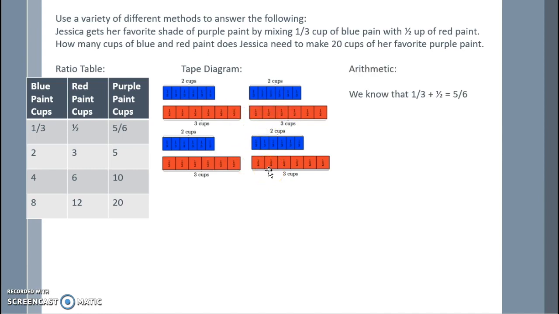We can also use arithmetic. We know that a third plus a half is 5/6. We want to know how many 5/6 can go into 20. So 20 divided by 5/6 is 20 times 6/5, which is 120/5, which is 24. So what we then can do is say, well, what is a third of 24? Well, that would be 8. So we need 8 blue paint. And then half of 24 is 12. So that would be our red paint.